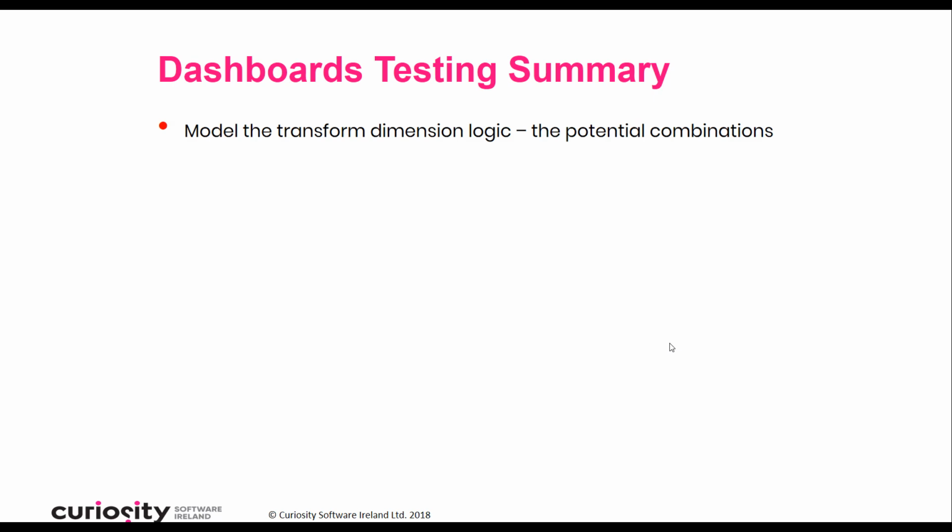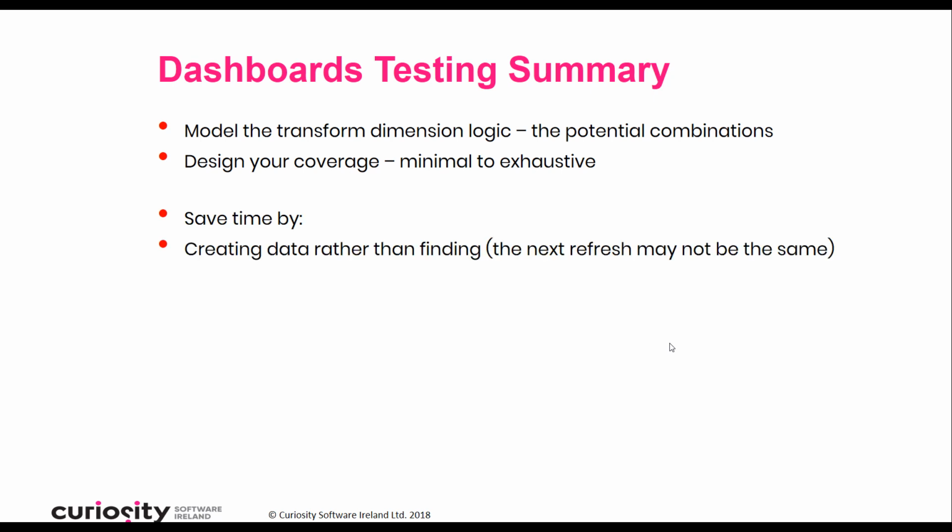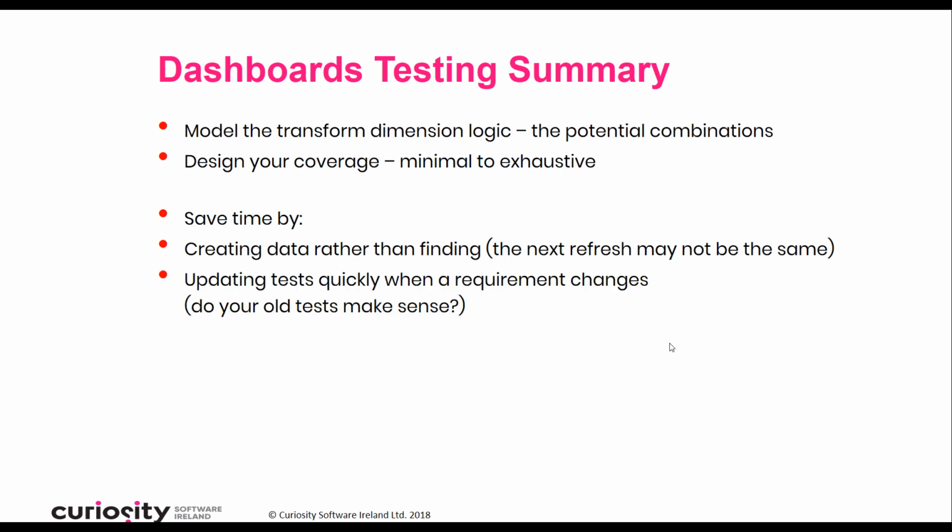So to summarize, model the transform dimension logic, in other words the potential combinations. Design your coverage, which could be minimal to exhaustive. You could save time by creating data rather than finding it. The problem with finding data is it takes a long time to hunt around for a particular piece of data. And then the other problem is that when you get a new refresh, maybe another copy of master production data, that particular data scenario, that particular spike on a graph may not exist. So it's very difficult to plan your tests when you don't have a stable data environment.